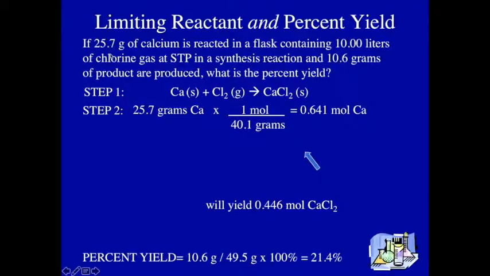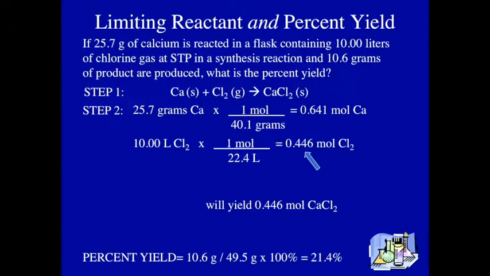What we know is we have 25.7 grams of calcium. And so the first thing we want to do is figure out how many moles that is, because when we plug that into our mole ratio, we can figure out which of our reactants is limiting. 25.7 grams of calcium times 1 mole over the gram molar mass of calcium gives me 0.641 moles of calcium.